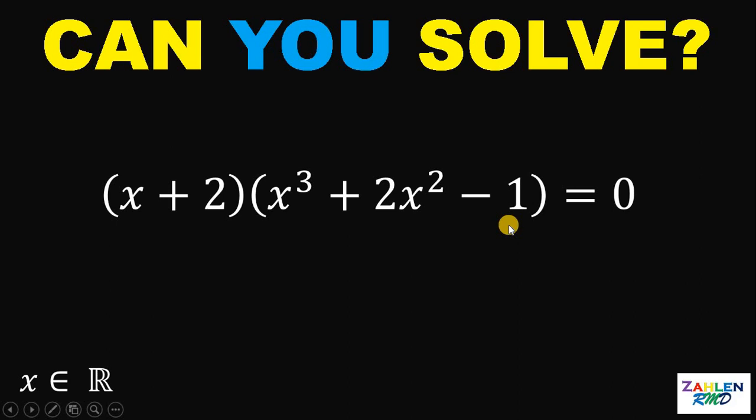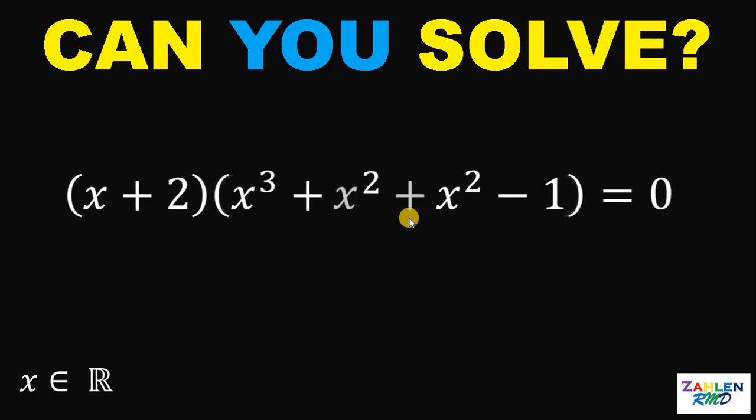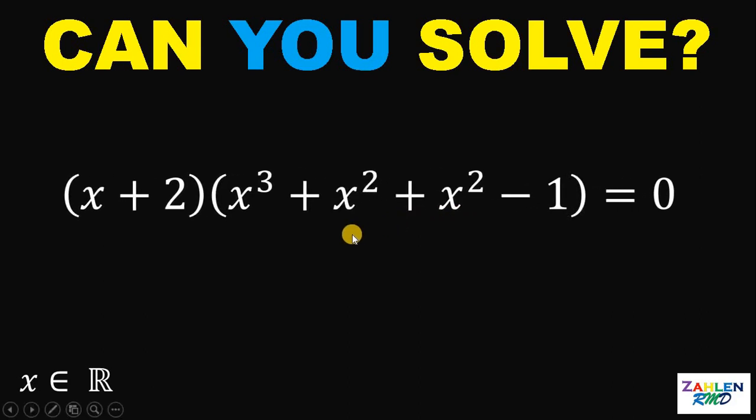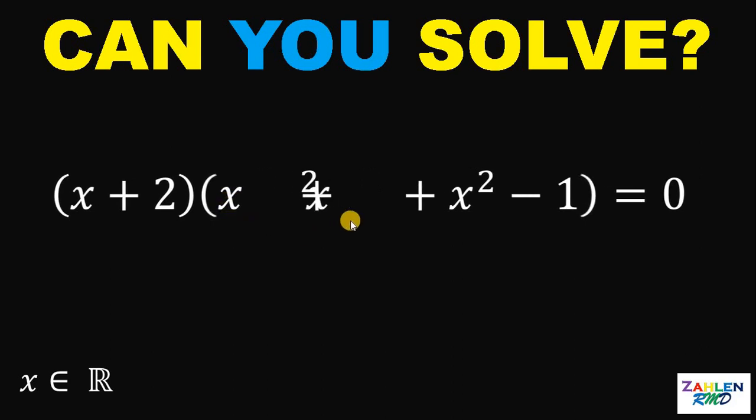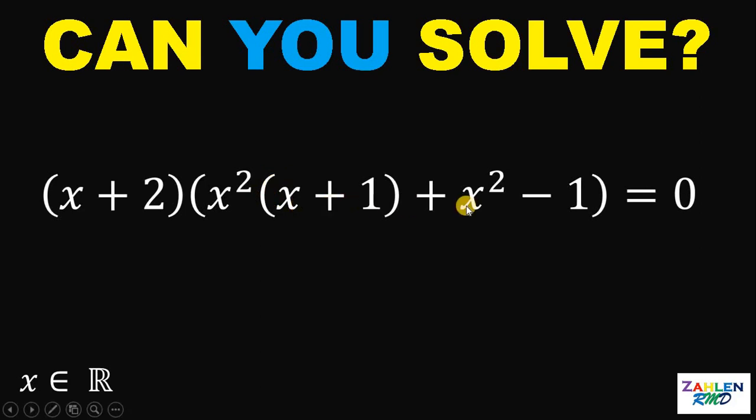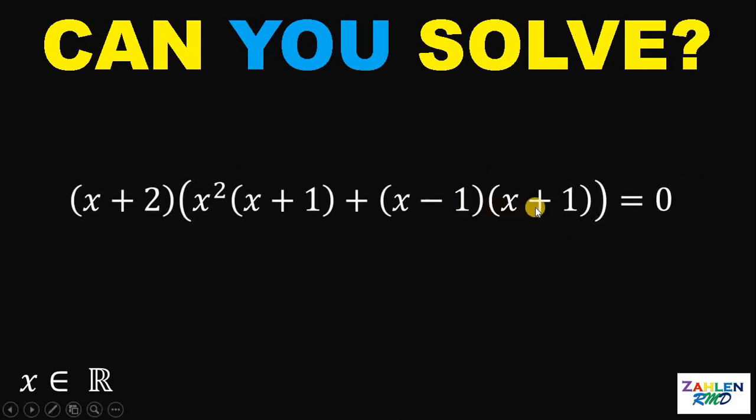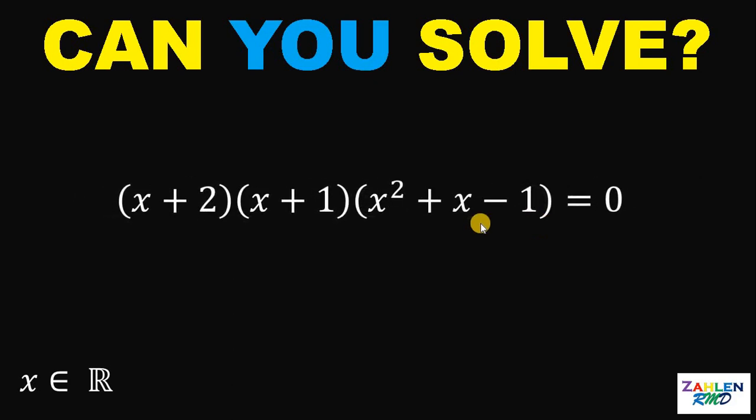Now, how are we going to factor this cubic? This 2x squared can be broken down into x squared plus x squared. And now, I can see something beautiful because if we factor out x squared on the first two terms, we have x squared times the quantity x plus 1. And x squared minus 1 is a difference of two squares. So this can be factored as x minus 1 times x plus 1. And again, we have a common factor of x plus 1. So we can factor out x plus 1. This will give us x plus 1 times the quantity x squared plus x minus 1 equals 0.